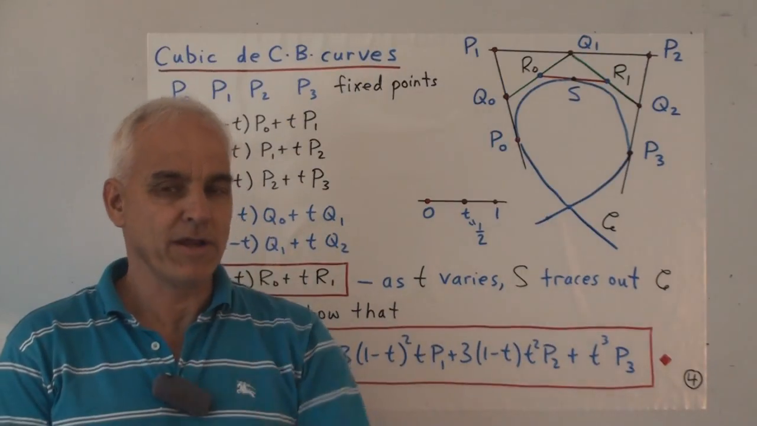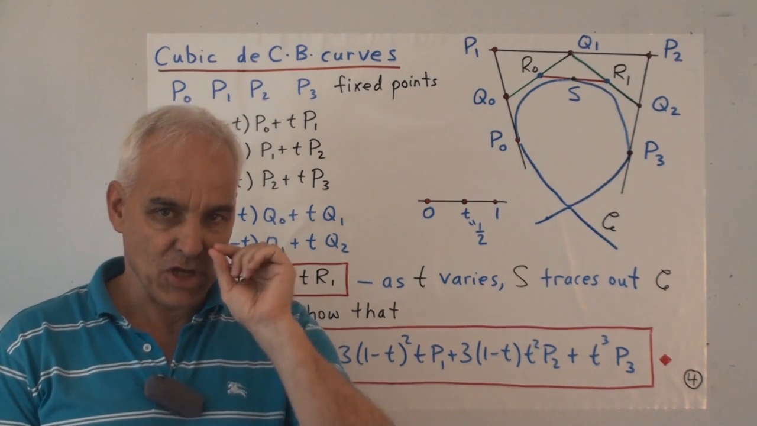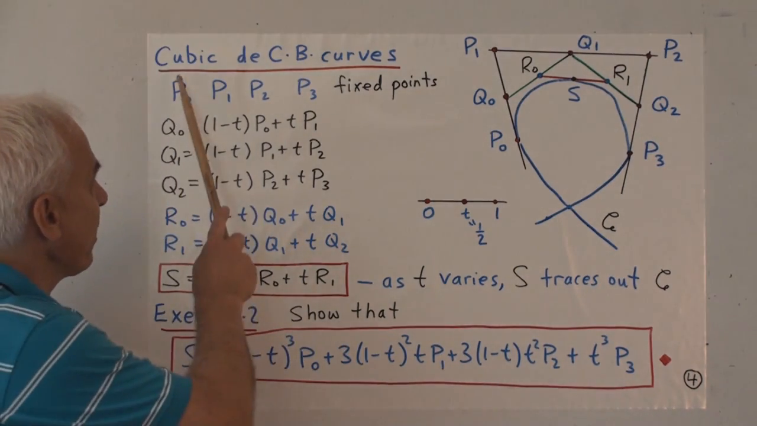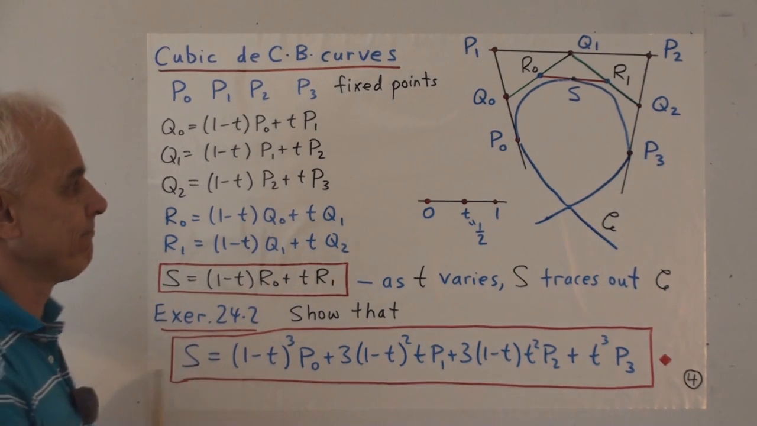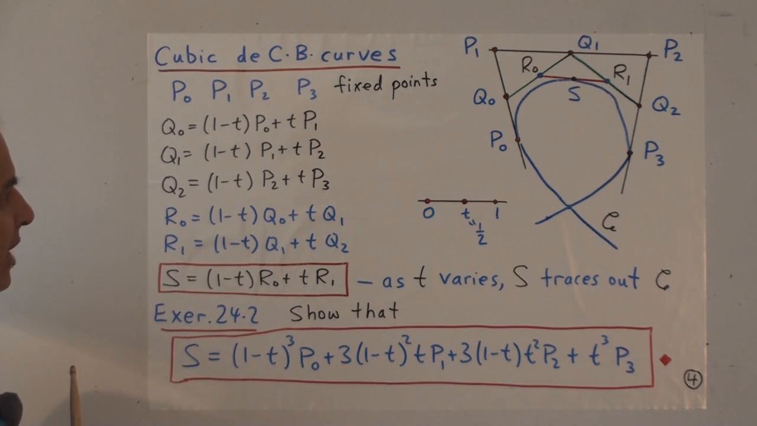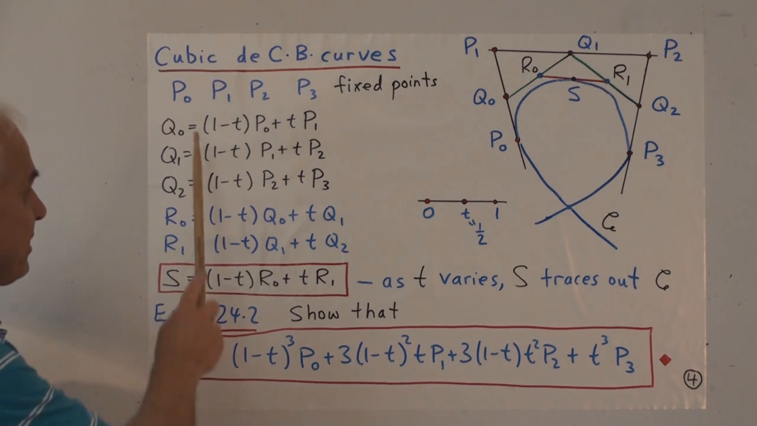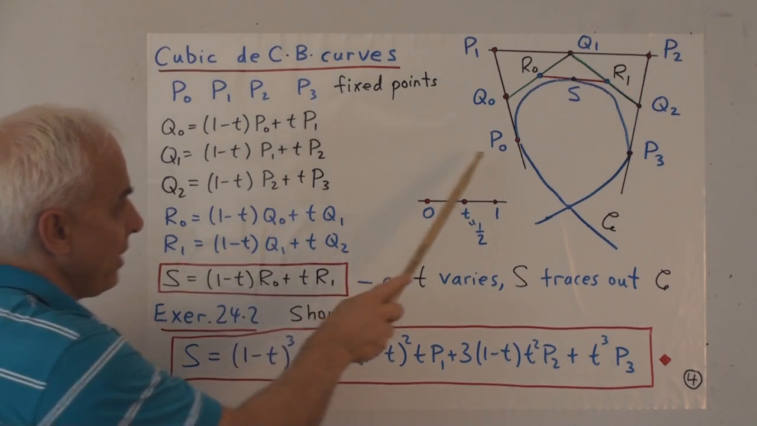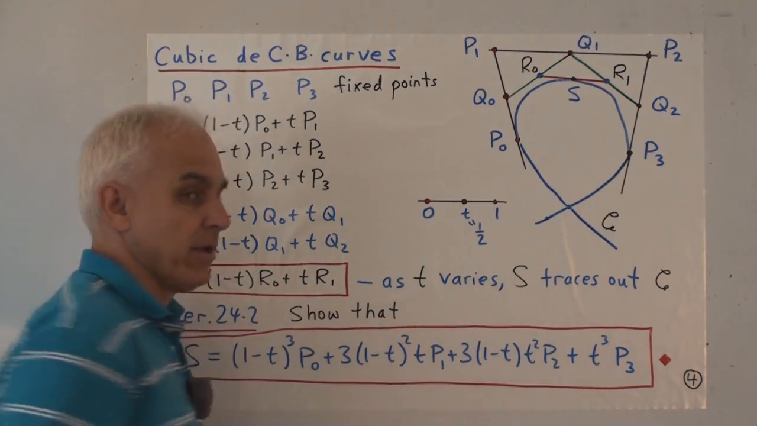So let's go up 1 dimension to the dimension that we're really interested in, which is the cubic case. So we're going to look at cubic de Casteljau Bezier curves. So how do we set that up? Well, we start with 4 fixed points. Let's call them P0, P1, P2, and P3. And here they are, P0, P1, P2, and P3.